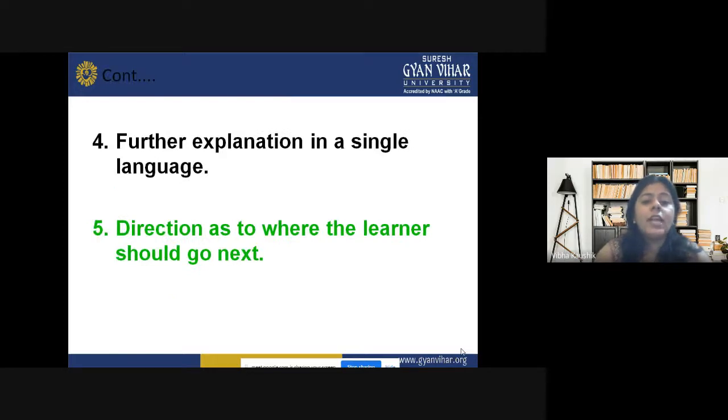Now, further explanation in a single language, and directions as to where the learner should go next. Some directions should be given by the programmer to the learner about where he has to go next from the wrong page.